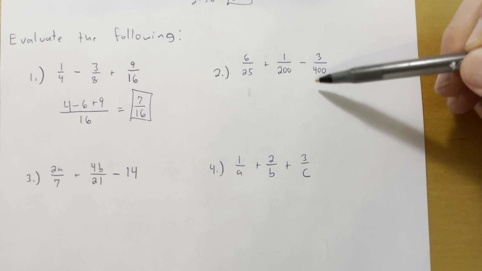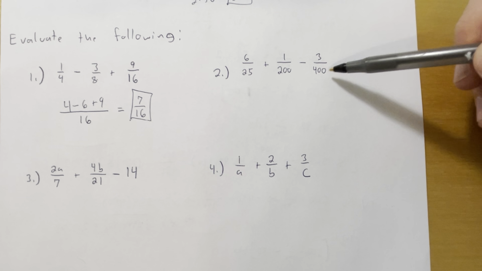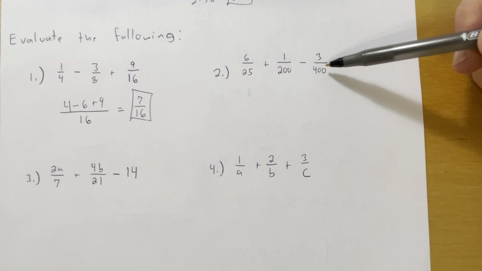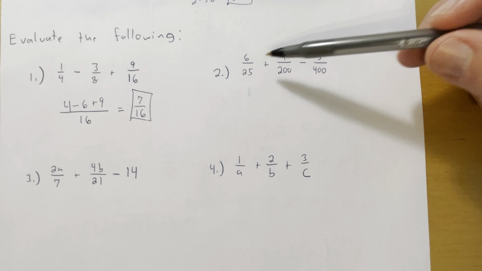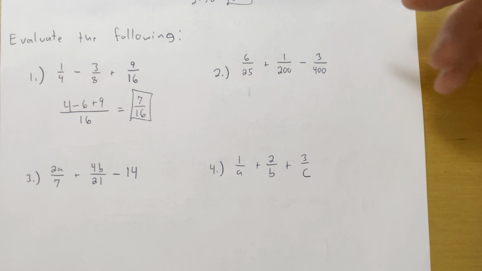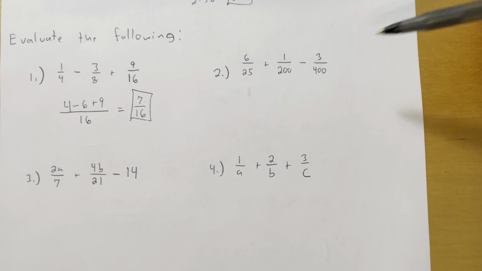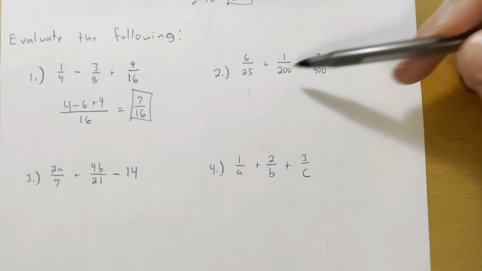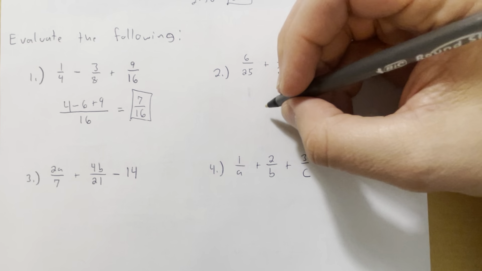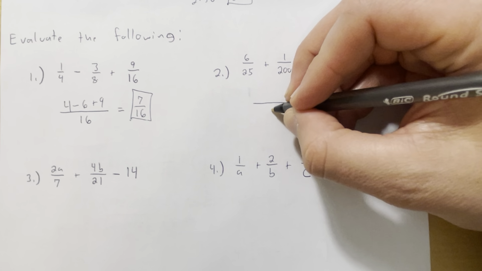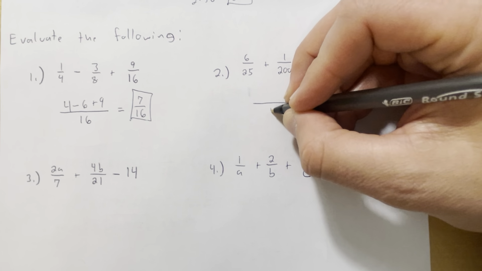6/25 plus 1/200 minus 3/400. Okay. So now take a look at the least common denominator. Does 25 go into 400? Absolutely it does. Does 200 go into 400? Absolutely it does. 2 times 200. So these are both factors of 400, which means my least common denominator is automatically 400.